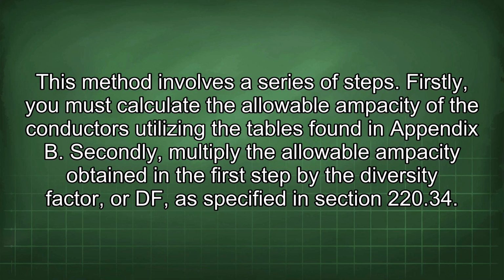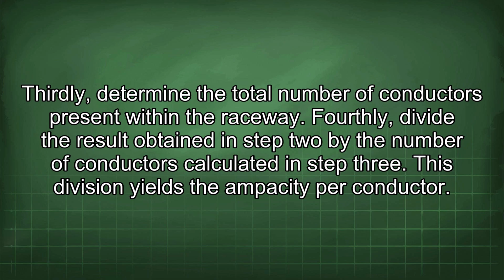Firstly, you must calculate the allowable ampacity of the conductors utilizing the tables found in Appendix B. Secondly, multiply the allowable ampacity obtained in the first step by the diversity factor, or DF, as specified in Section 220.34. Thirdly, determine the total number of conductors present within the raceway. Fourthly, divide the result obtained in Step 2 by the number of conductors calculated in Step 3. This division yields the ampacity per conductor.